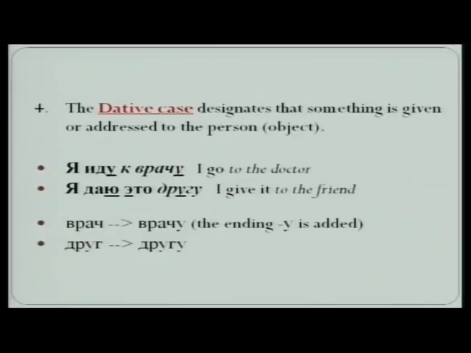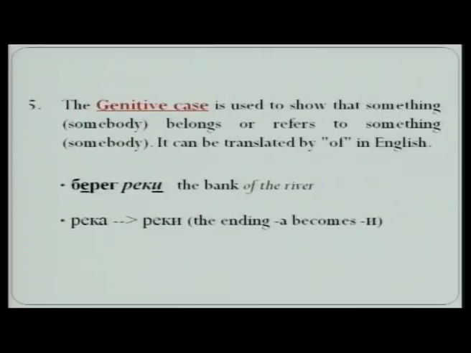Accordingly, whenever there is a noun of a masculine gender, it changes into u, like vrach changes into vrachu and drug changes into drugu. Let us go to the next case now, the genitive case. The genitive case, as it is used to show that something or somebody belongs or refers to something or somebody, can be translated by of in English. Let us understand this with the help of few examples.